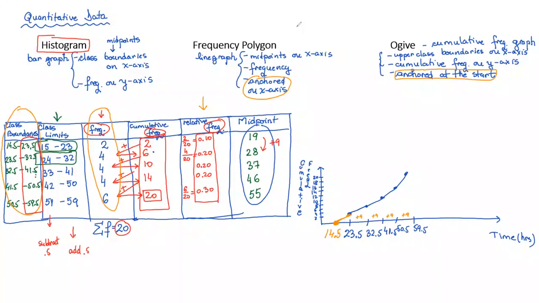So these are the most common graphs in business. And keep in mind, these are used for quantitative data. In the next video, we'll show some graphs for qualitative data and some other types of organizing and displaying information.